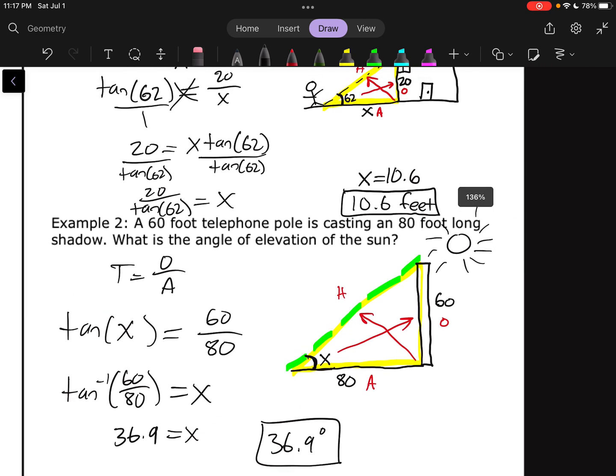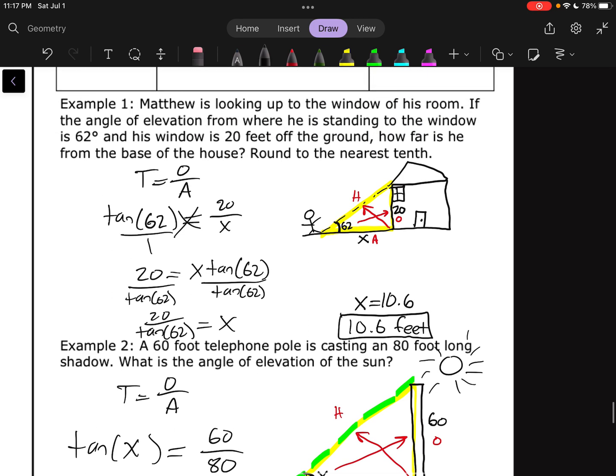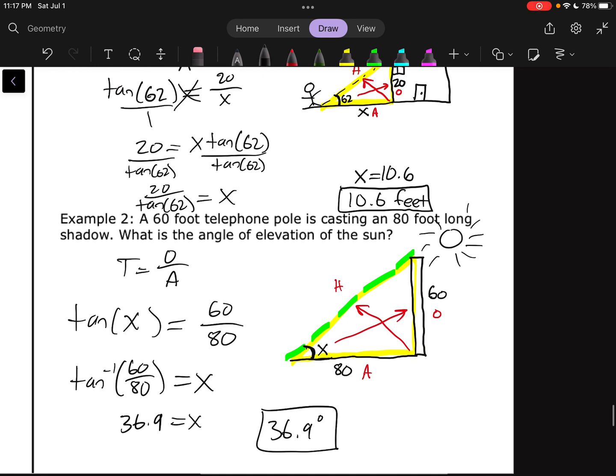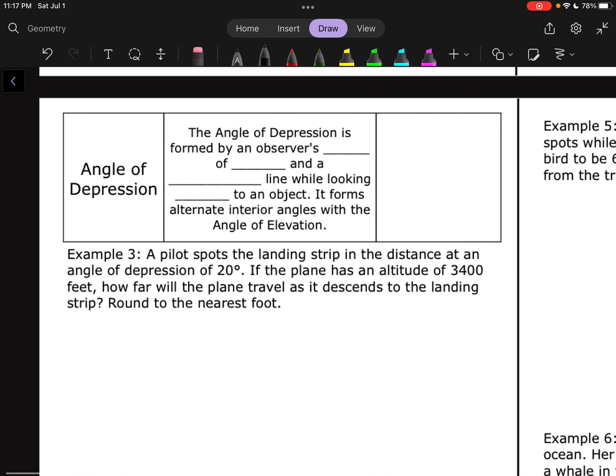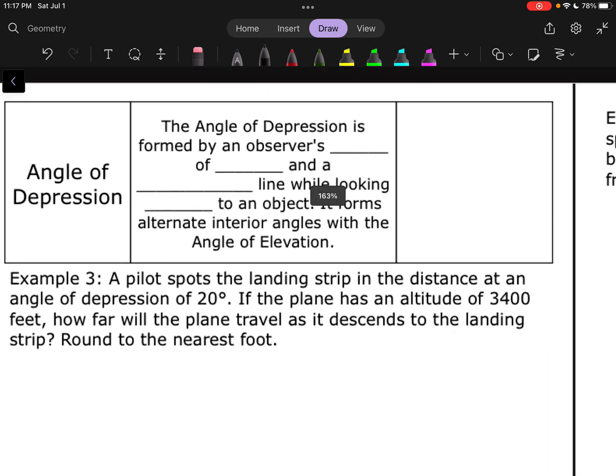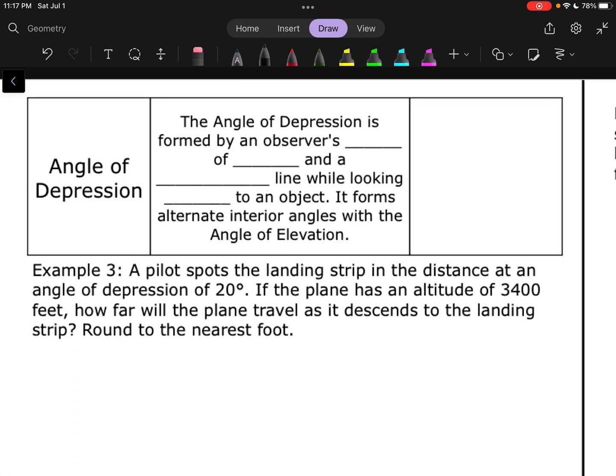Okay, so we had one where we had to do regular trig, solving for sides. We had one where we got to do inverse trig. Let's keep going. We just need more practice drawing some pictures, I think. Angle of depression time. Okay, so what's the angle of depression?